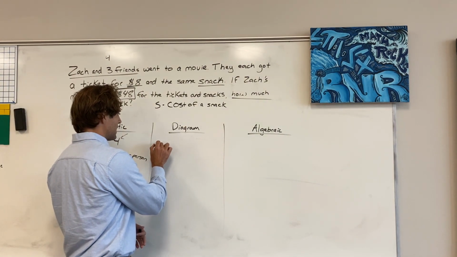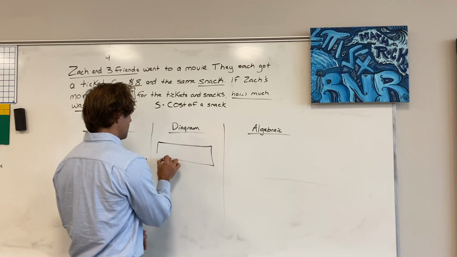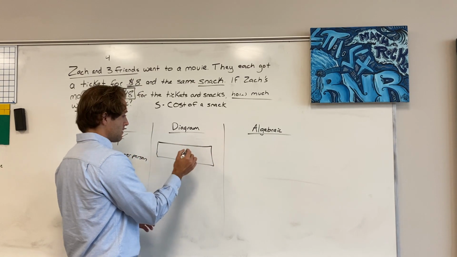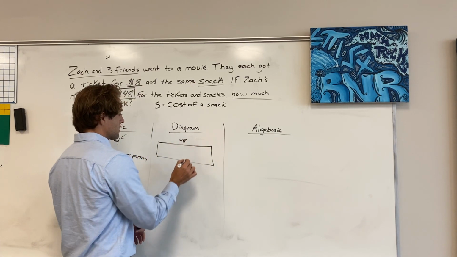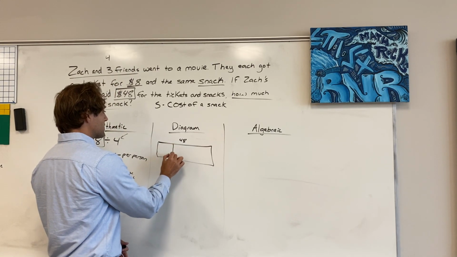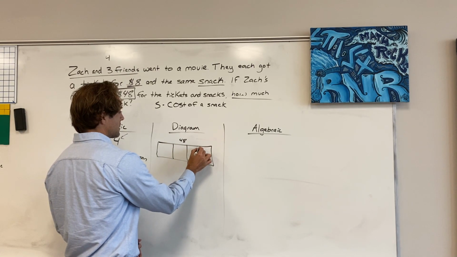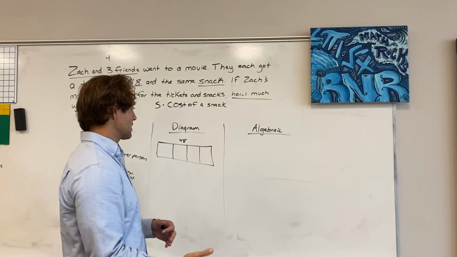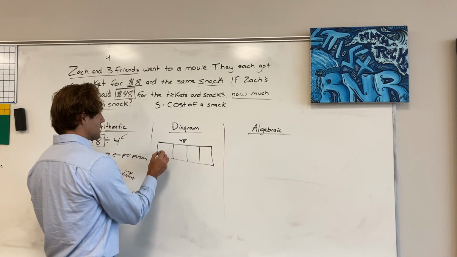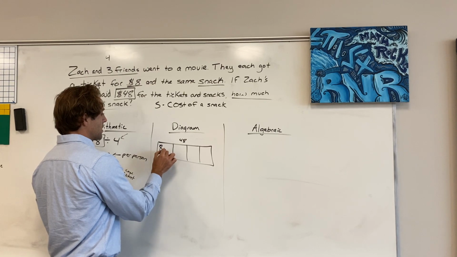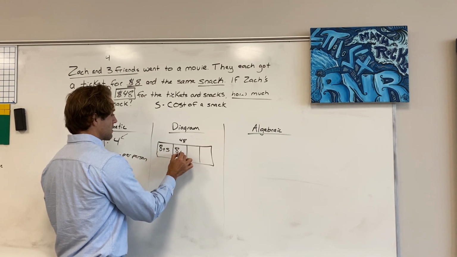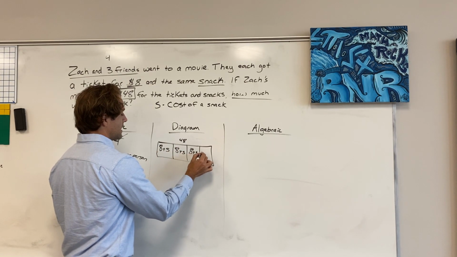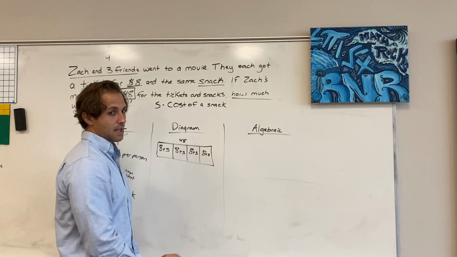What would that look like as a diagram? Well, let's draw it again. Is our total still 48? Yeah, it's still $48. Total's still $48. But now instead of looking at it as the total price of the tickets and the total price of the snacks, I'm going to look at it as how much did each person cost. So each person was 8 plus S, or $8 plus the cost of a snack.